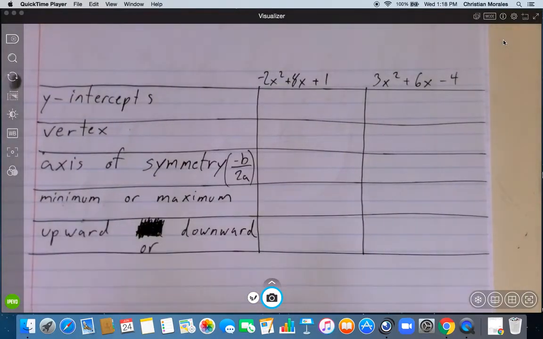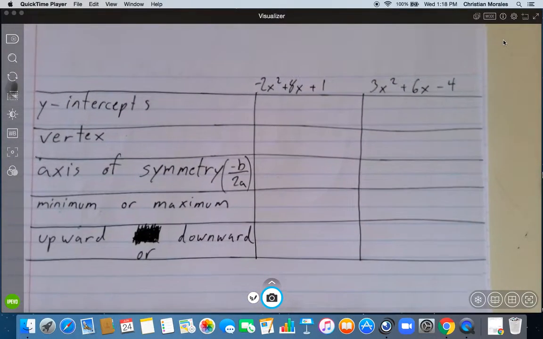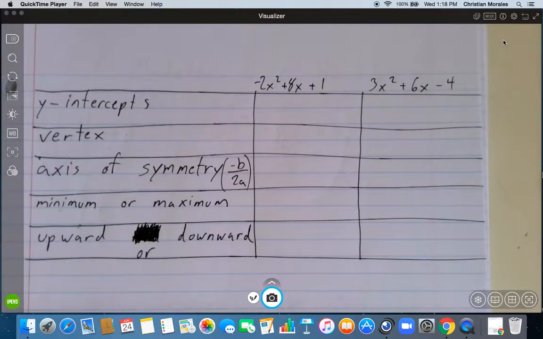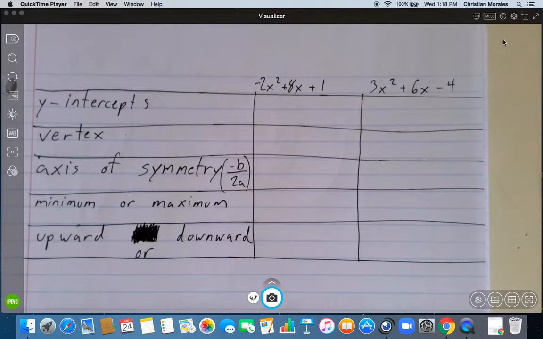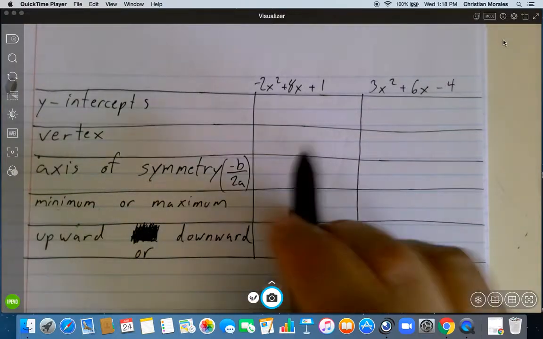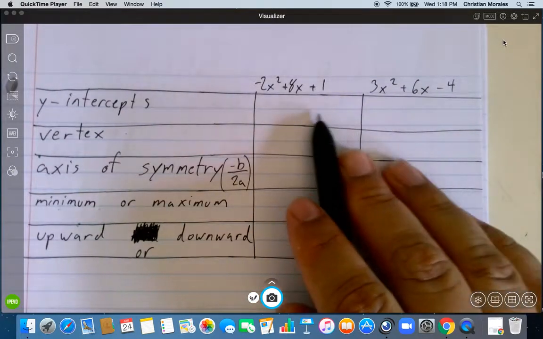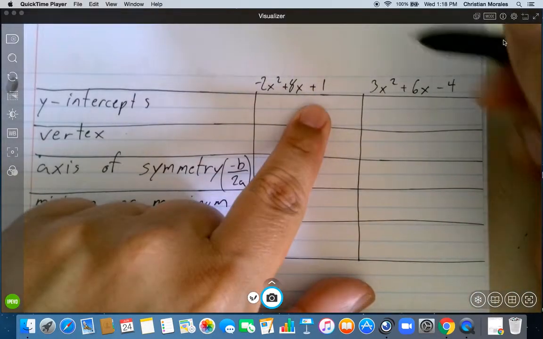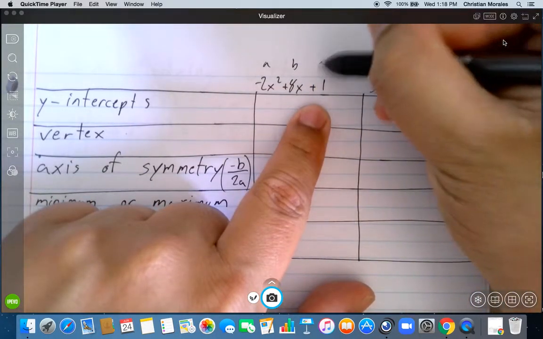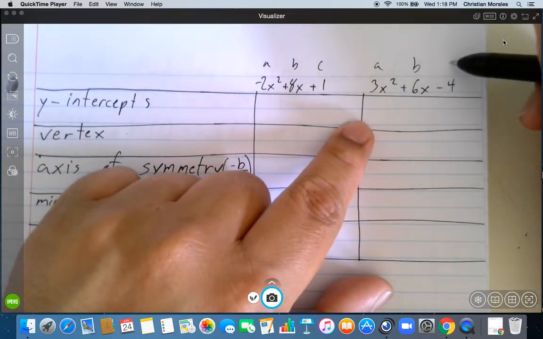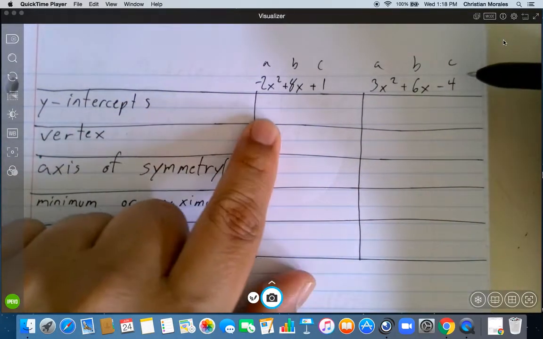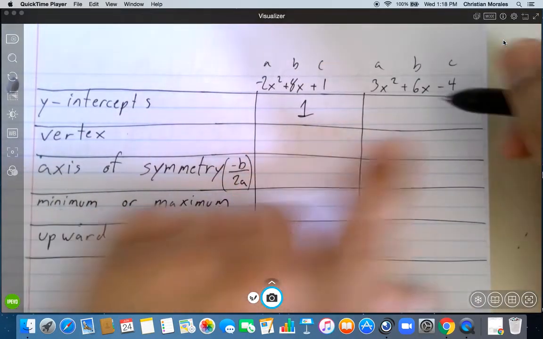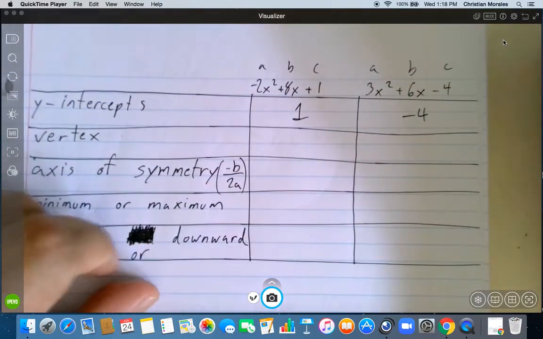Let's actually do a little bit more information about it. Okay? So then, here, we would start with the easy parts. What is the y-intercept here? Remember, A, B, C, A, B, C. So the y-intercept is 1, negative 4.